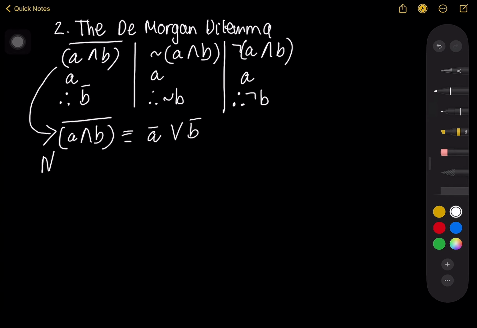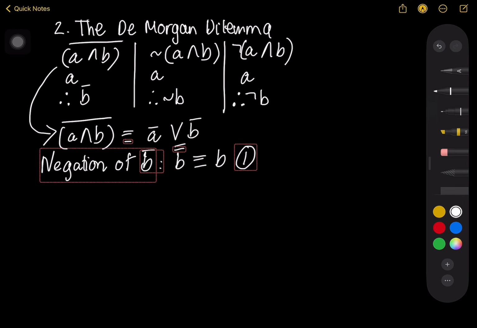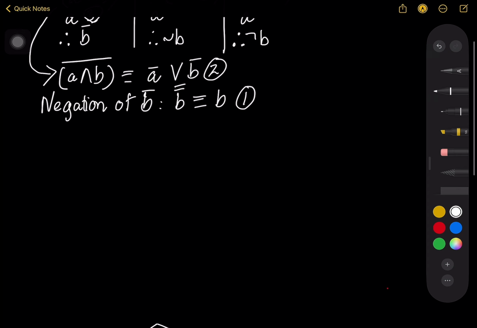Now, second of all, we take the negation of the conclusion, which is not B. The negation of not B is logically equivalent to B. So this is the top of the tree, followed by our first premise, and followed by our second premise here. Okay, so now let's draw it.